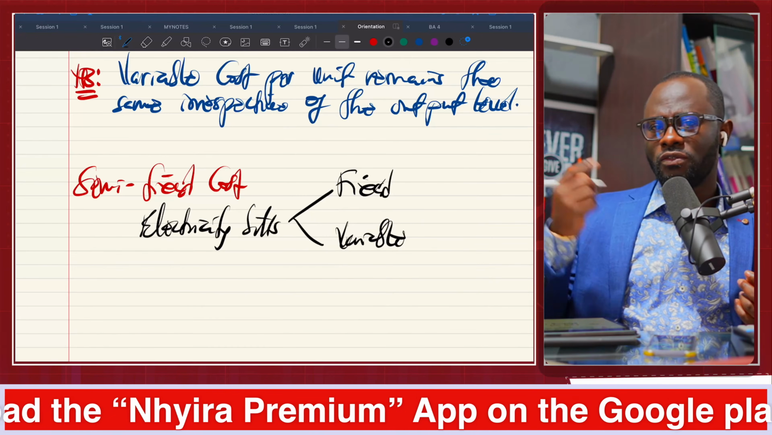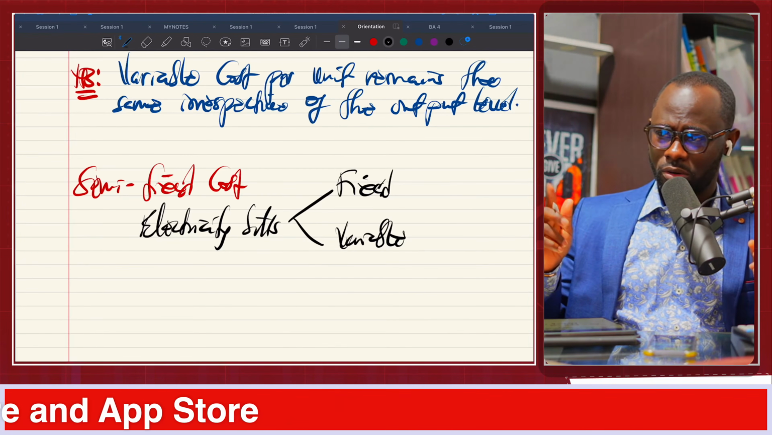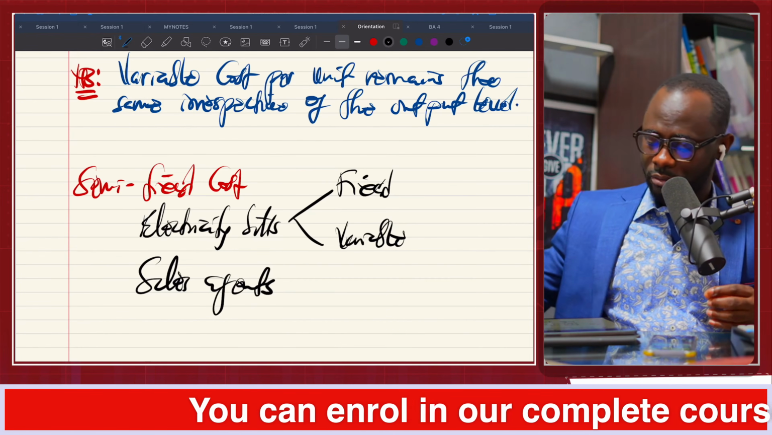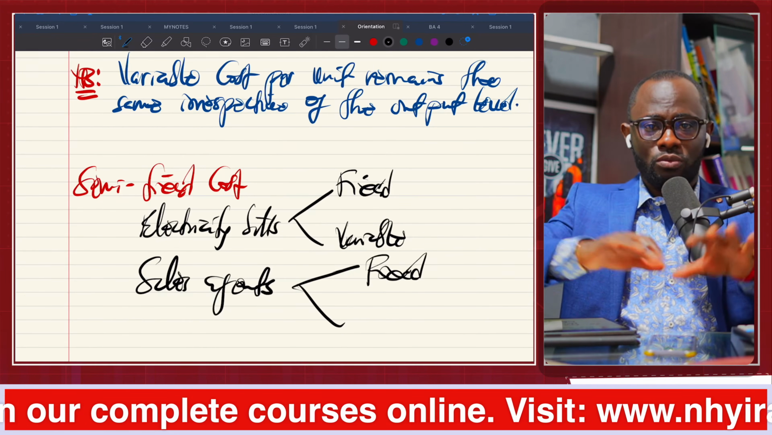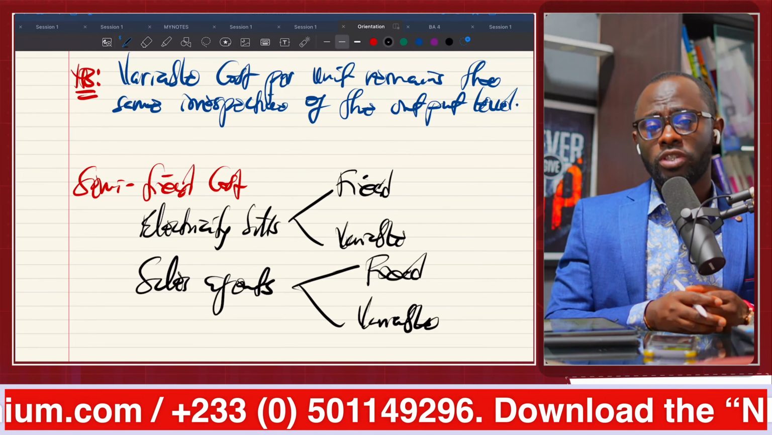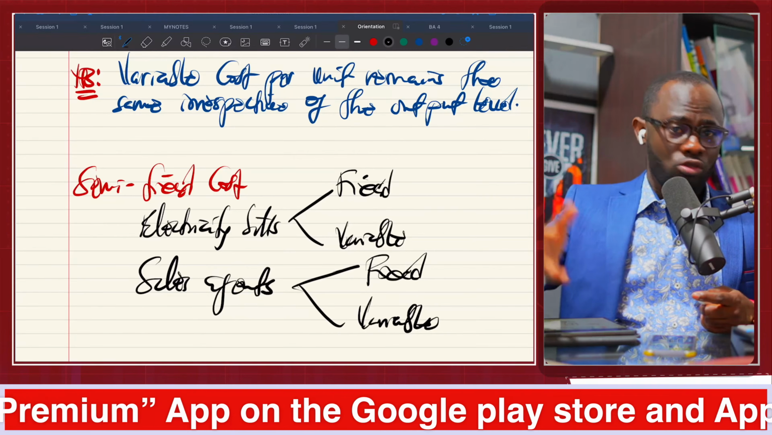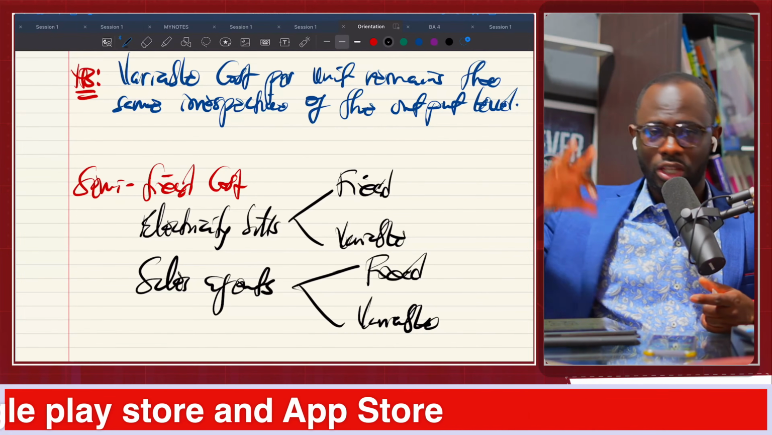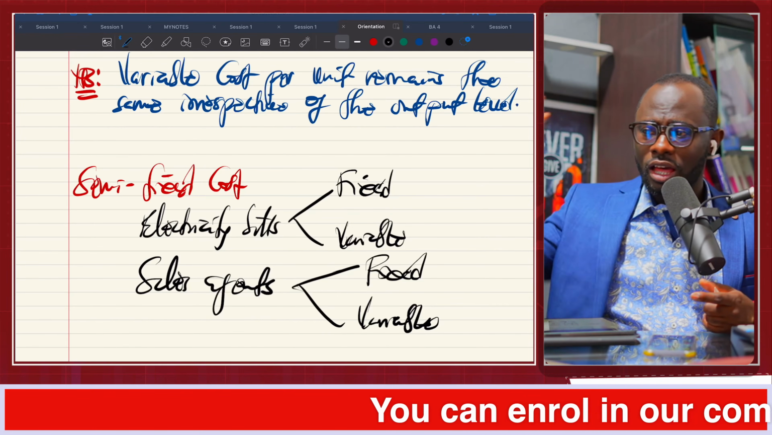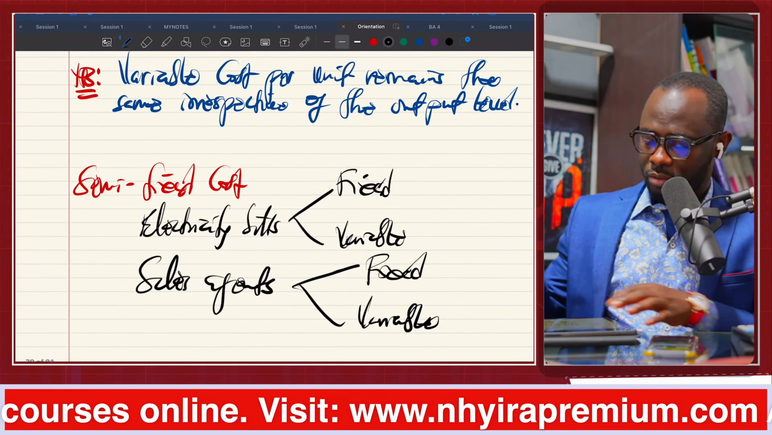And one thing you must understand is that semi-fixed and semi-variable costs vary with the output level. Very, very important. Sales agents, the money we pay to sales agents, are semi-fixed, semi-variable. Why? Because there's a fixed component, which is the basic amount we give them every month, and there's a variable component based on how much sales they are able to make. For instance, people who sell insurance, and people the microfinance institutions employ a lot, get a base salary at the end of the month, maybe $1,000 or 1,000 cedis or whatever. But then there's a variable component of their salary, commission based on how much insurance they're able to sell, how many customers they're able to bring within the period under review. So that is a semi-fixed and semi-variable cost.